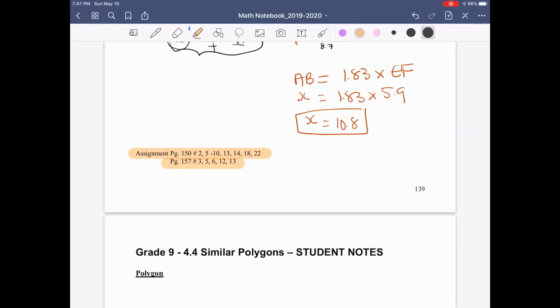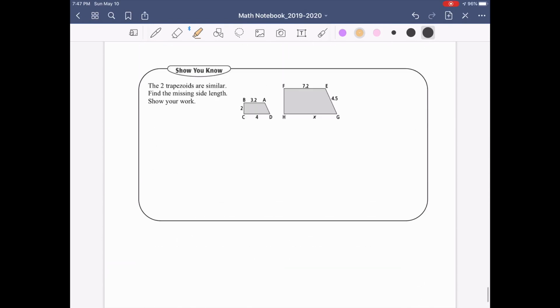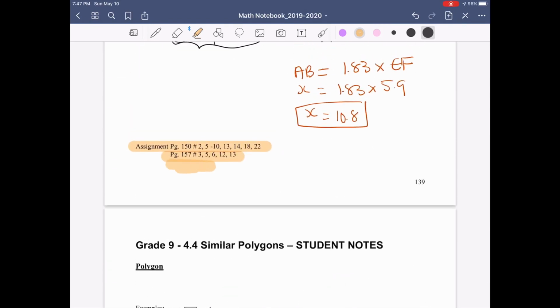I believe that the 4.4 homework is attached here, which is the page 157. So make sure you guys do this.